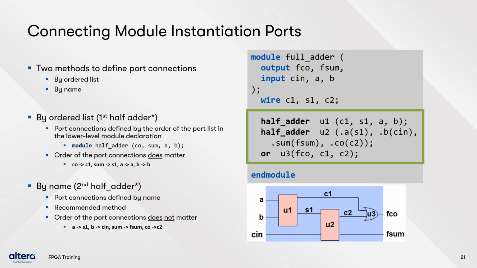For the second instance, U2, I am instantiating using the connections by name method. Here, I have specifically stated which wires connect to which port. Here, the order of the port connection does not matter, and I may leave out certain ports that I do not wish to connect. This is the recommended method because it's much easier to see how the connections are made without diving into the declaration of the lower level module.